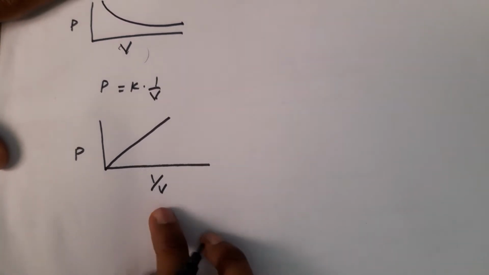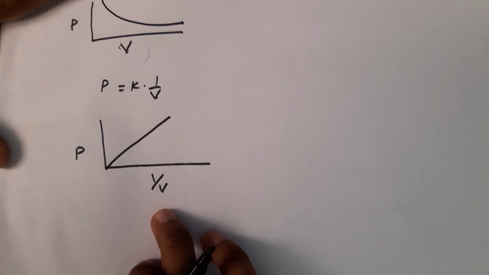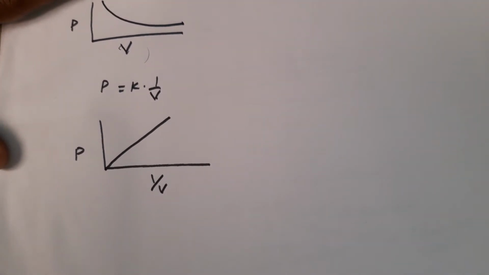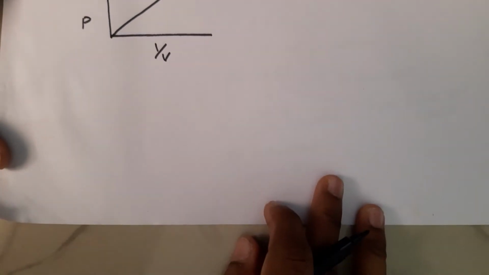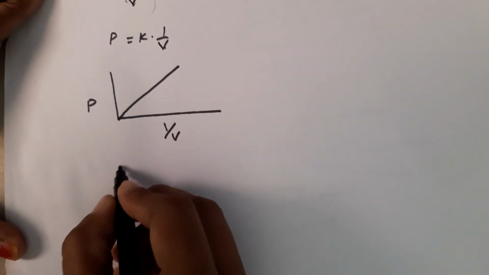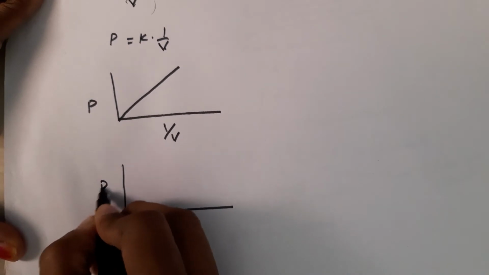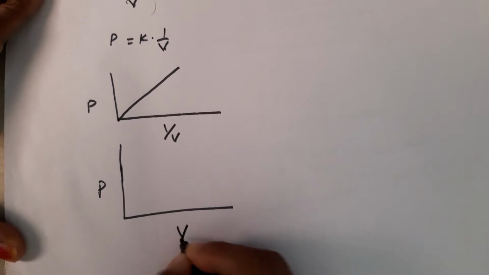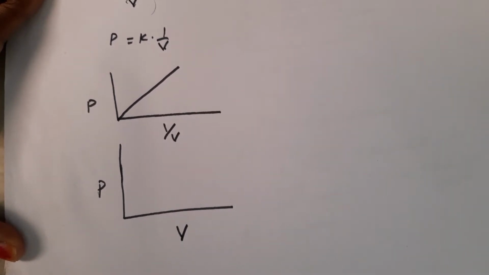What do we know, students? When we take P and V on the y and x axes, which graph is obtained? For example, I am taking P on the y-axis and V on the x-axis. For example, temperature is constant.